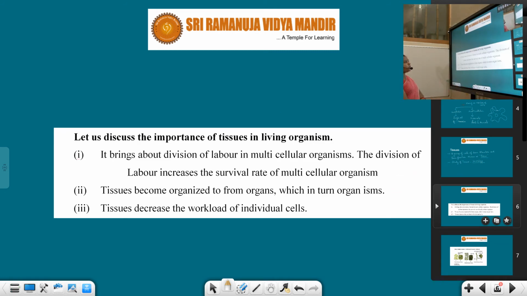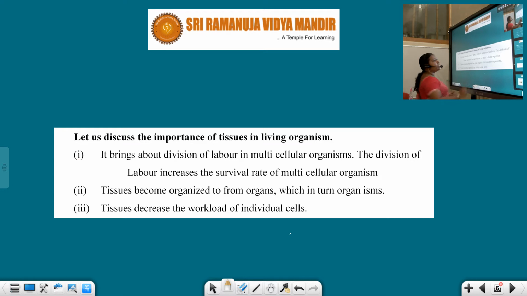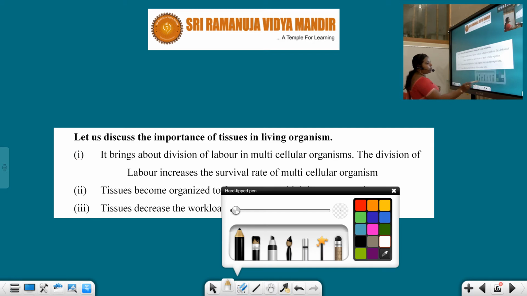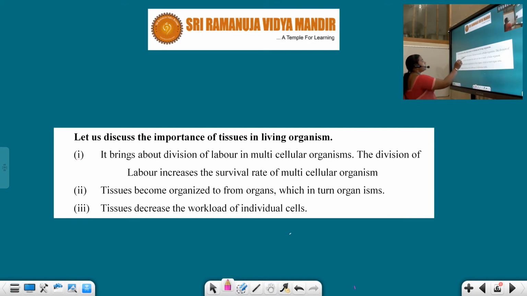Let us discuss the importance of tissue in the living organism. Why do tissues have to be present in the living creature? What is the importance of it? Let us study one after the other. It brings about division of labor. The availability of tissues brings about the division of labor in multicellular organisms.